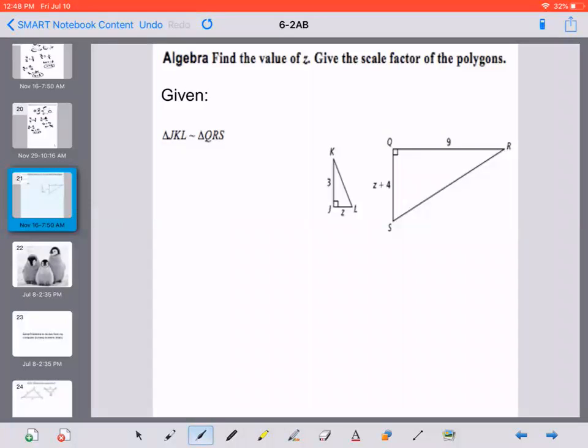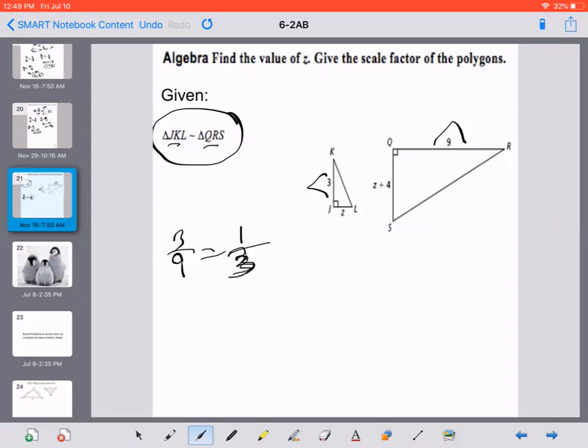And our final problem of the day, let's try with a little bit of algebraic expressions involved. Here we're given this similarity statement. And so we know from the similarity statement that JK corresponds to QR. And so right away we know we have a 3 to 9 or 1 to 3 is our scale factor. Excuse me, that should be a 3. So 1 to 3 is our comparison. And notice we went left to right or little to big.